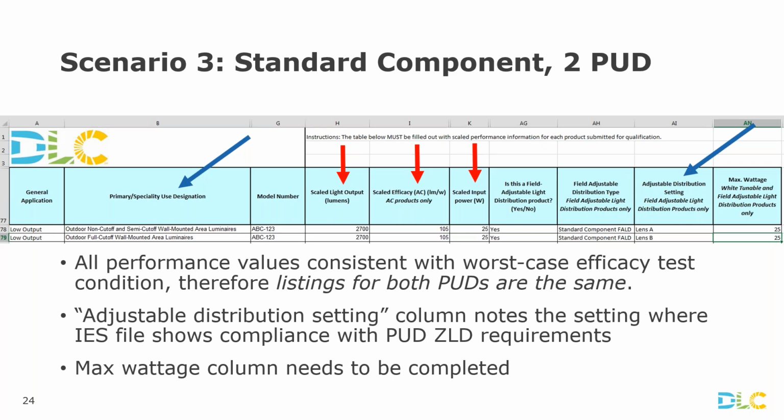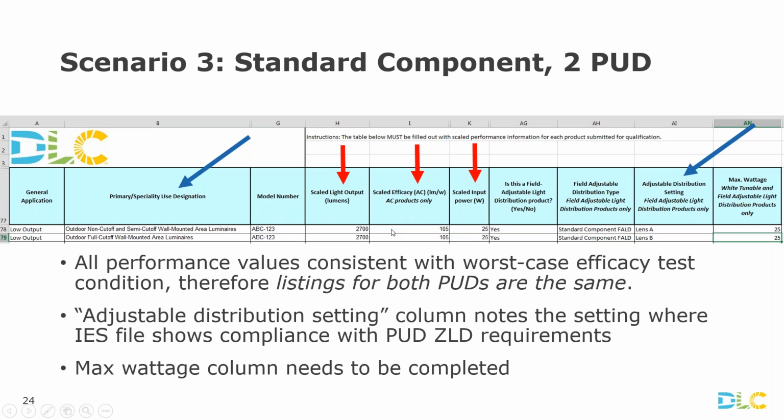The column AI for adjustable distribution setting is the setting at which the IES file is provided that demonstrates that the product with that configuration, with that lens, meets those unillumined requirements of the primary use designation indicated in column B. So those things have to correlate with one another. And again, in a situation where the maximum wattage is different, that needs to be called out in column AN over to the right of the application form.